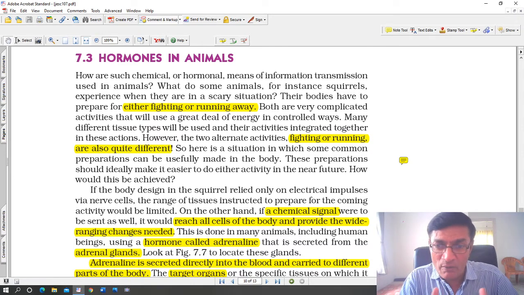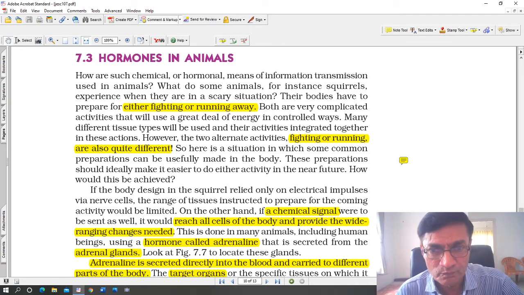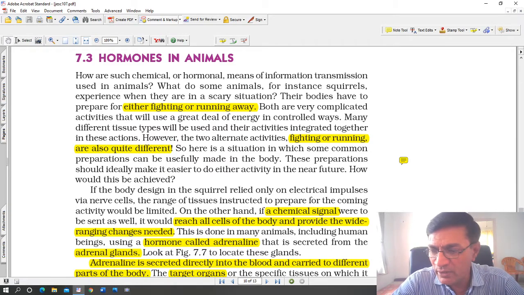Okay, so our body's fight and flight mechanism is quite different for each. However, the two alternatives, fighting or running, are quite different activities. So here is a situation in which some common preparations can be useful, usually made in the body. These preparations should ideally make it easier to do either activity, fight or flight, in the future. How would this be achieved? How can this be done?